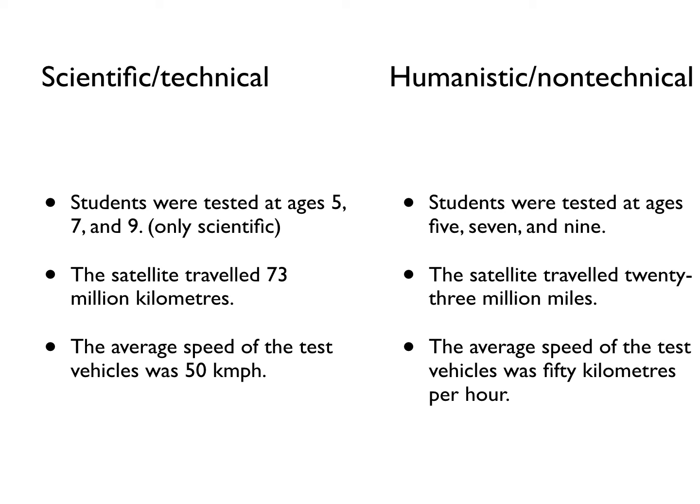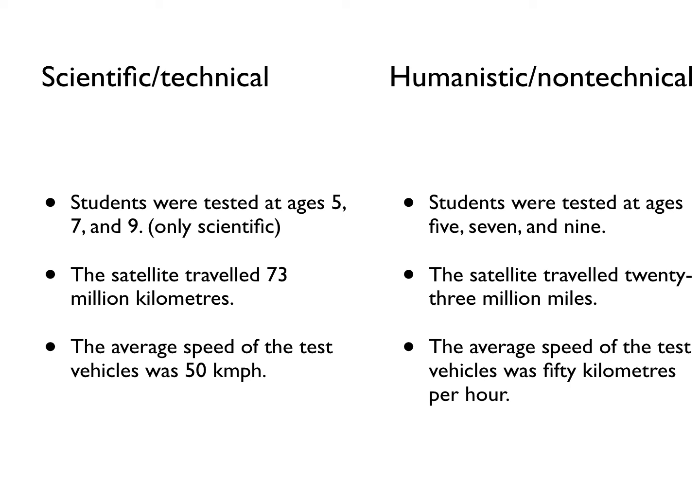Here are some examples of what you might expect if you were editing a scientific or a technical document. The ages might be listed as numerals, particularly if you are editing a scientific document, whereas if you are editing a non-technical document, you would spell them out because they're all aged 9 and under.